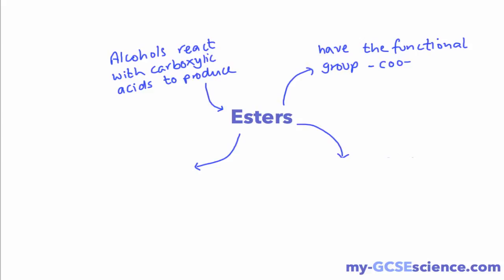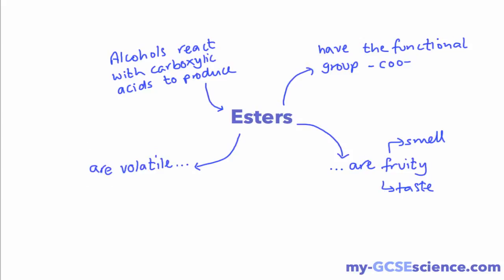COO in there. The next thing is that they are fruity, and by they are fruity I mean they smell fruity and they taste fruity, and because of this they can be used for fragrances, for perfumes, and for flavorings, for example in things like sweets. And the last characteristic here is that they are volatile, and that means that they easily turn into a gas, so they easily evaporate.